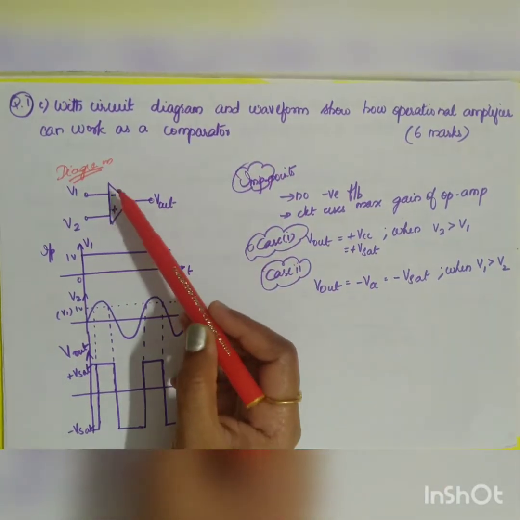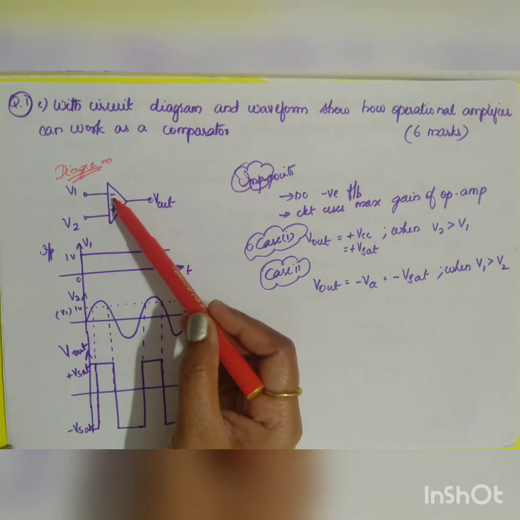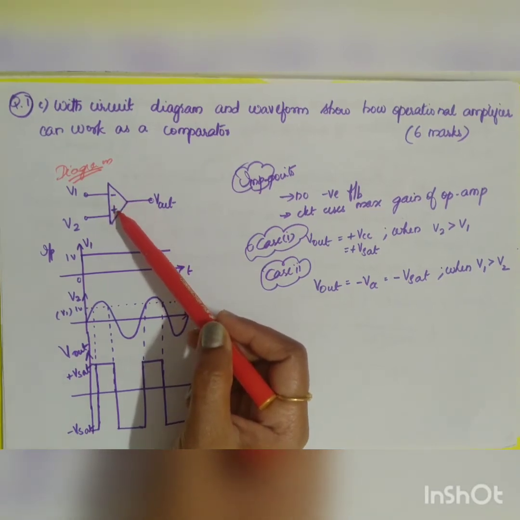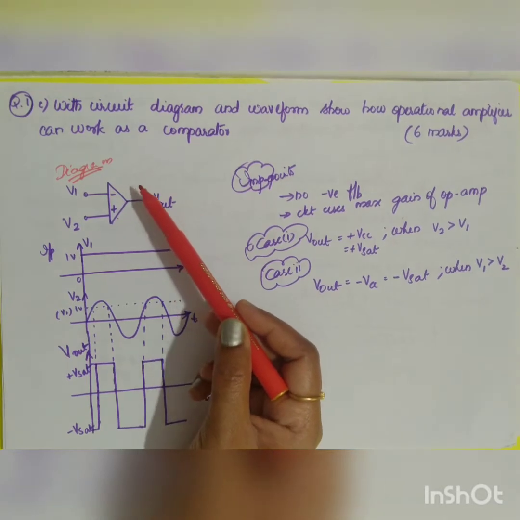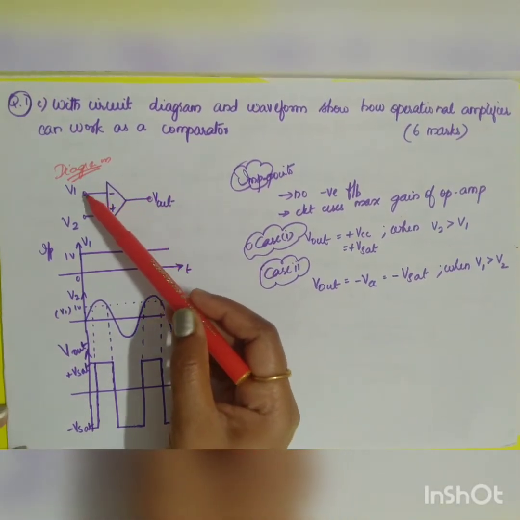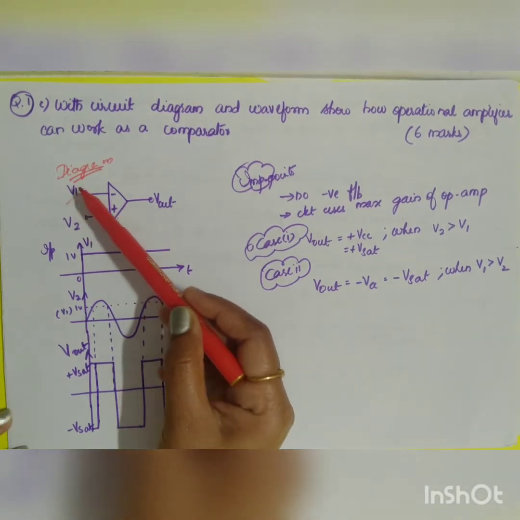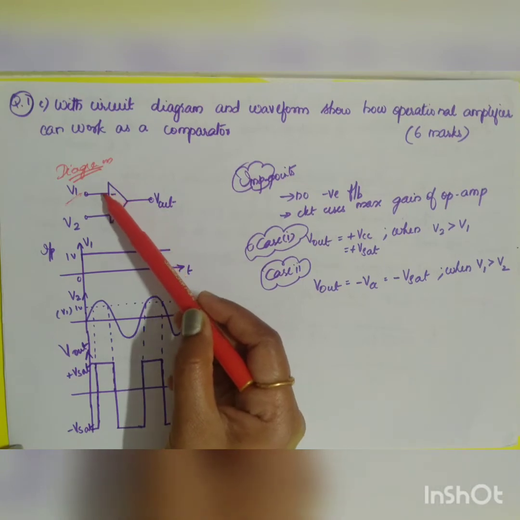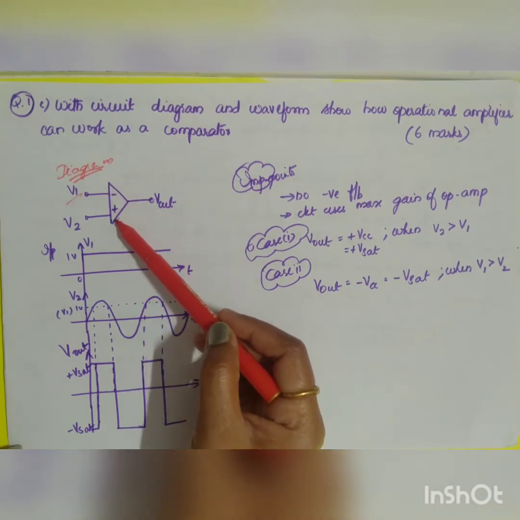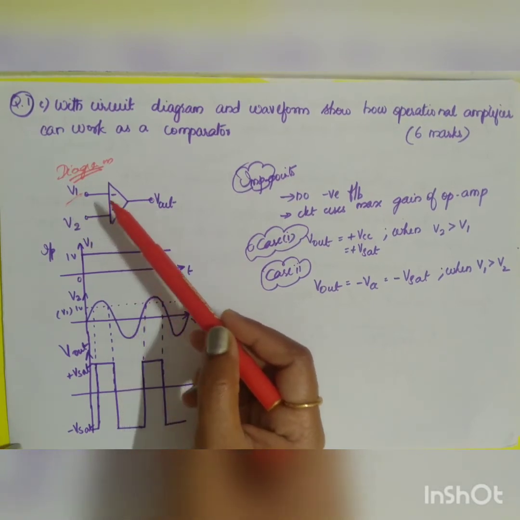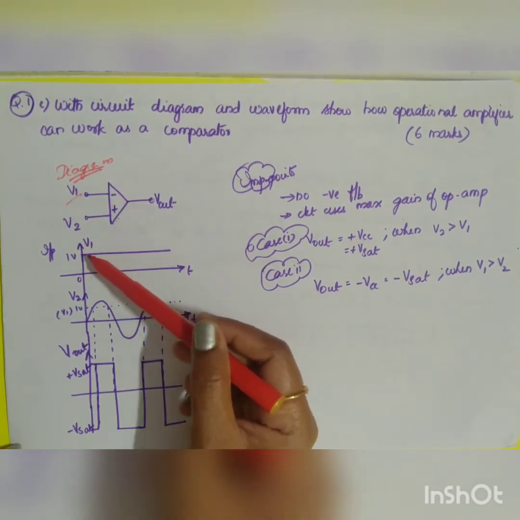Using opamp. So you know that opamp has two inputs, that is your inverting terminal and non-inverting terminal. In the case of comparator, the opamp has no feedback, right? It works without feedback by applying two inputs, one across your inverting terminal and the other across your non-inverting terminal. So V1 and V2 are the two inputs.